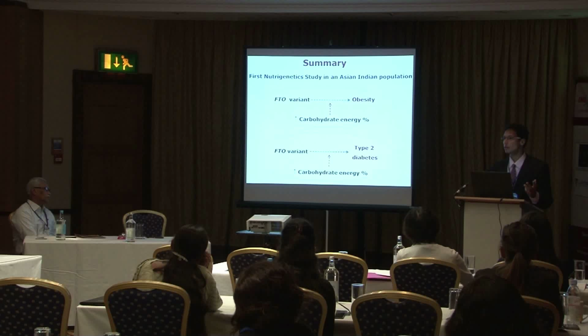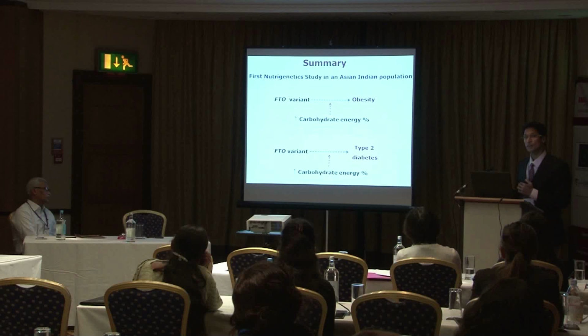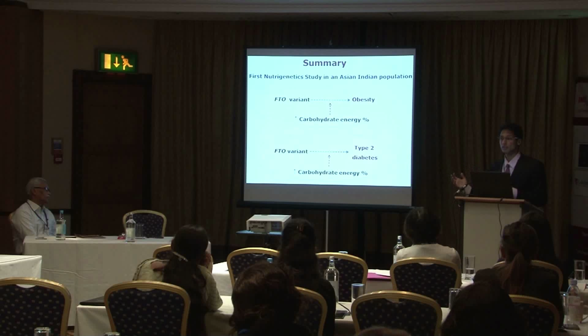Now, by identifying those individuals who carry the risk allele of these two FTO variants, we will be able to provide them a personalized diet, such as a low carbohydrate diet, which will prevent them from developing obesity. And this is a way how you can take the finding from nutrigenetics to personalized nutrition.